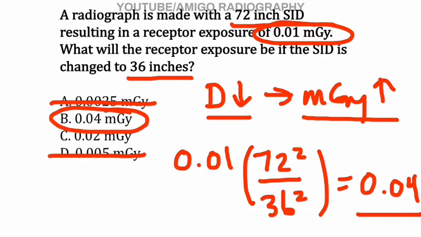A few mistakes that students make. Number 1, students will sometimes forget to square the distances. If you forget to square the distances, your answer will be wrong. Another mistake that sometimes students make is they flip the numerator and the denominator. And again, if you do that, your answer will be incorrect. In fact, in this particular problem, the wrong answers that I included, A, C, and D, are all answers that you will get if you flip the numerator and the denominator or if you forget to square the distances. So let's look at another example.